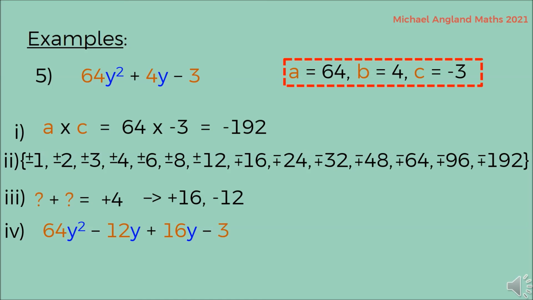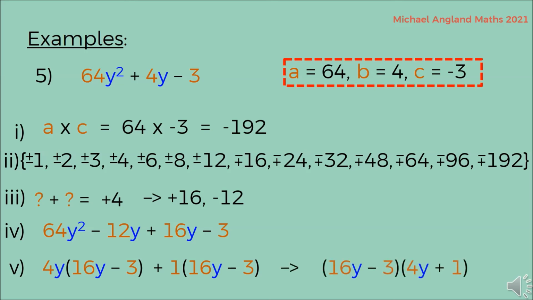Now since that sign in the middle is a plus, we don't need to introduce brackets here because the plus doesn't change whether we have brackets or not, unlike the minus sign. Now, the last stage, stage 5, factor out. What factors out of 64y squared minus 12y? 4y. 4y into bracket 16y minus 3 bracket plus. What factors out of 16y minus 3? Nothing. So that's plus 1 into bracket 16y minus 3. Now, out of both of those terms, we have 16y minus 3 factoring out times 4y plus 1.